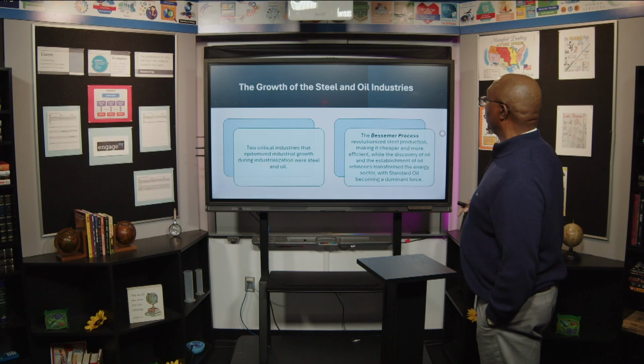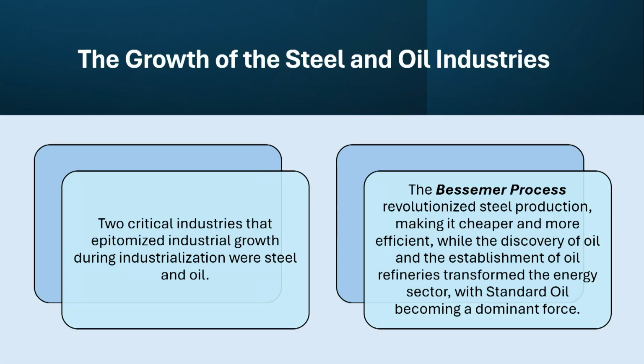The growth of steel and oil industry. Two critical industries that epitomized industrial growth during the industrialization were the steel and oil industry. The Bessemer process revolutionized steel production, making it cheaper and more efficient, while the discovery of oil and the establishment of oil refineries transformed the energy sector, with Standard Oil becoming a dominant force.